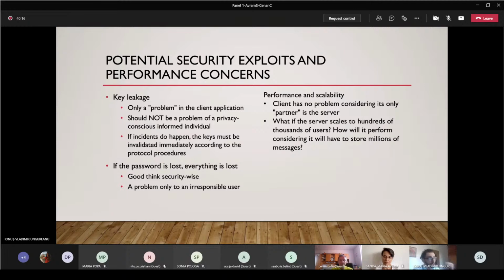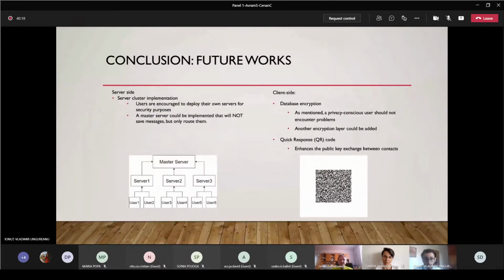For scalability, we need to talk about extensions. Currently, we do not have thousands of users, but we might have. We can implement a server cluster. As such, each group of people is going to deploy their own server. And we can implement a master server that only routes messages and does not save anything. For the client side, we can add encryption, or we can generate quick response codes based on public keys, so we can make exchanging easier.